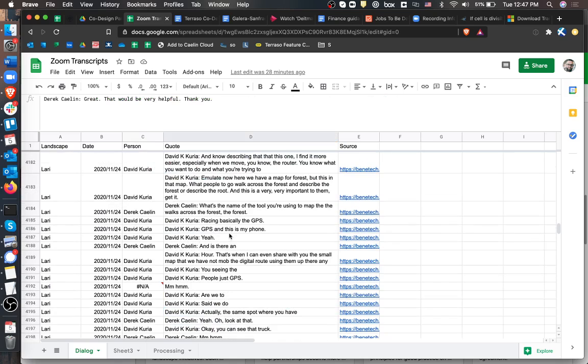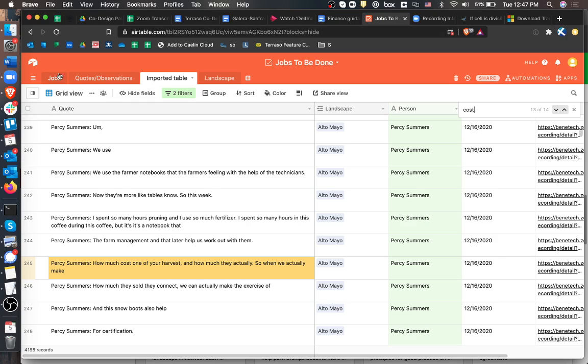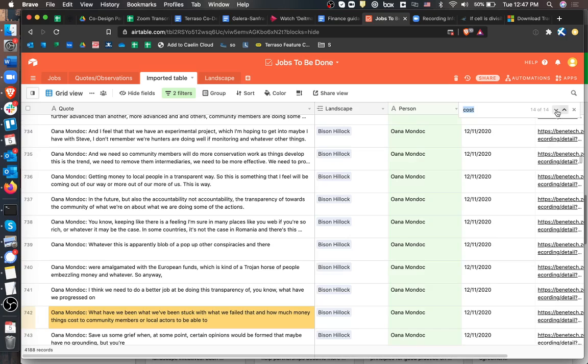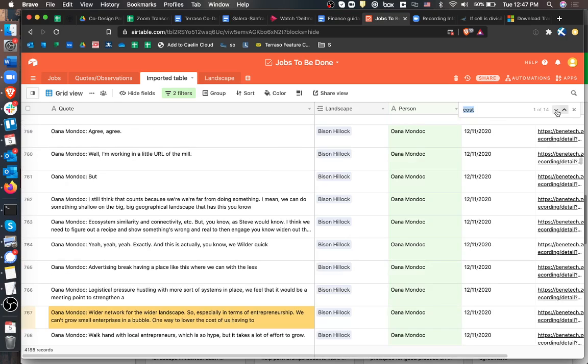And the result was this Google spreadsheet, which I then pulled into Airtable, which is where I have the rest of my conversations, my notes, in a little bit more of a processed variety. And then say I want to highlight anytime users are talking about costs that they're facing. I can just type in cost and scroll up and down.